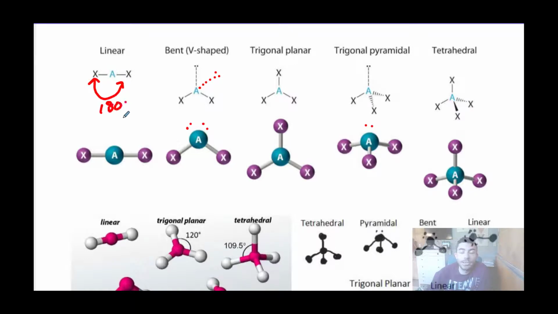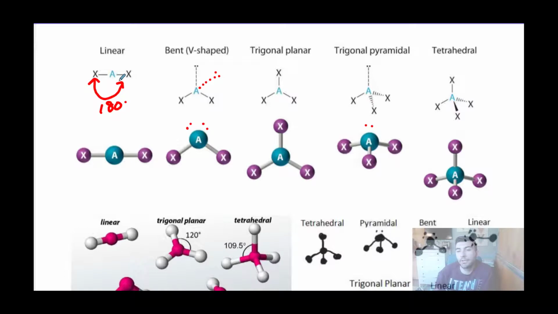Now, linear and bent look very similar. The difference is that in a bent molecule, the central atom has at least 1 or 2 lone pairs on it that push the terminal atoms, the outside atoms, downward in the bent shape, which is where the term bent comes from. The only other shape we looked at was trigonal planar.